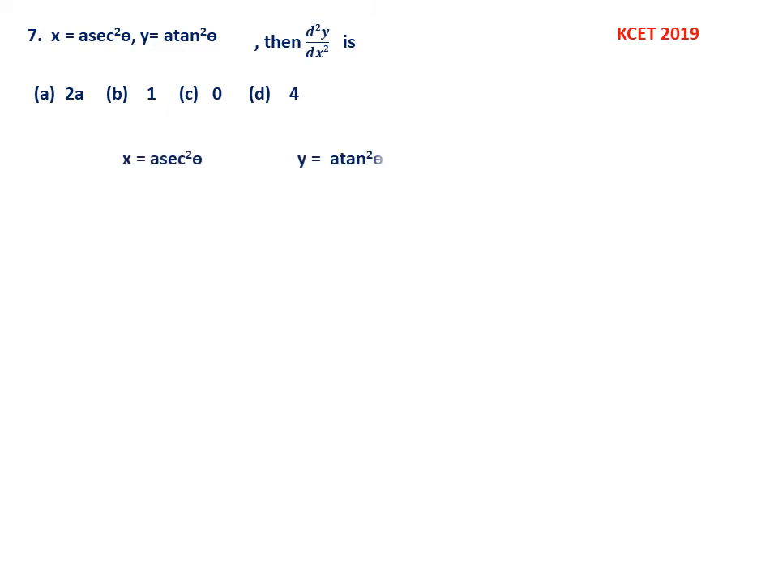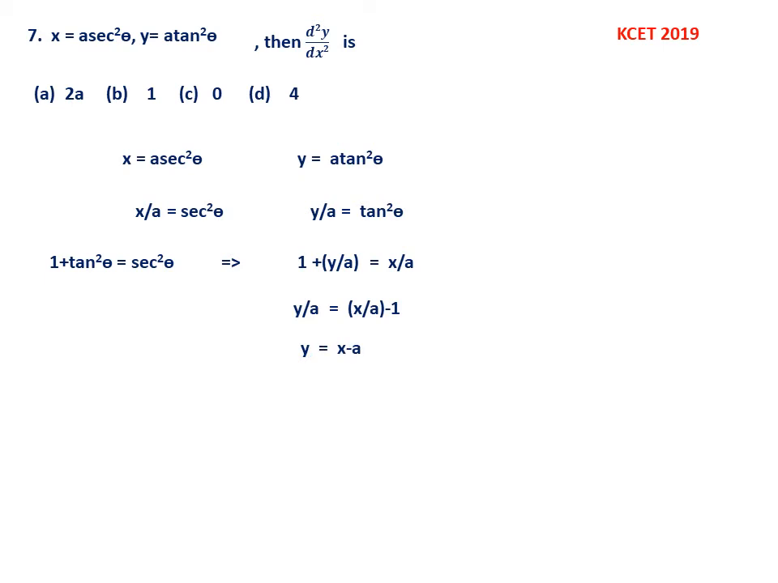See, x equal to a secant square theta, y equal to a tan square theta. Our normal procedure is like this: find dx by d theta, dy by d theta, etc. But that is not convenient here. What I would like to do is x by a equal to secant square theta and y by a equal to tan square theta. Now you know this relation, 1 plus tan square theta equal to secant square theta. Therefore what I do is 1 plus y by a, because tan square theta is y by a, equal to x by a. So now if you take y by a equal to x by a minus 1, then multiply by a, you get y equal to x minus a.